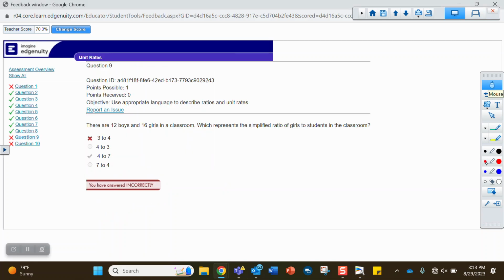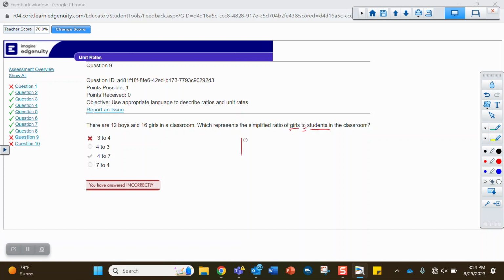You also missed question 9. This one says that there are 12 boys and 16 girls in a classroom, which represents the simplified ratio of girls to students. So this one's a little different where we don't just take 12 and 16, divide by 4 and get 3/4. Your answer would have been correct if it asked for the ratio of boys to girls, but it asks for girls to students.